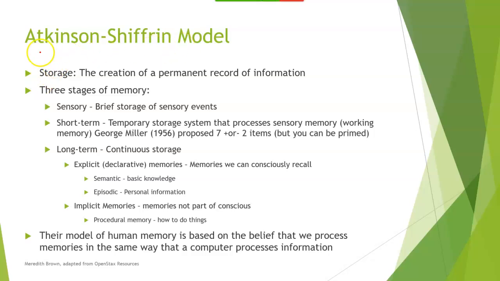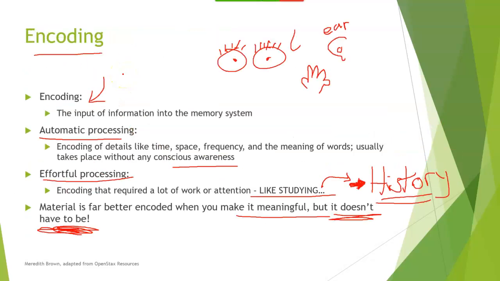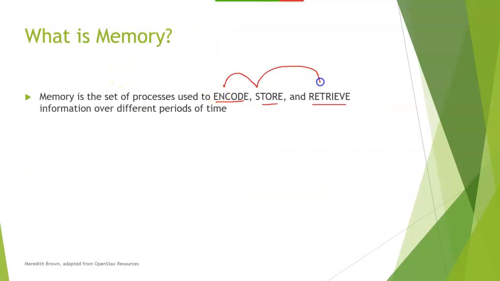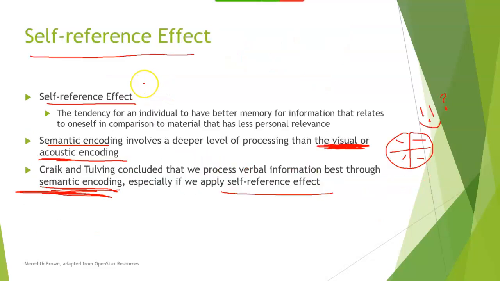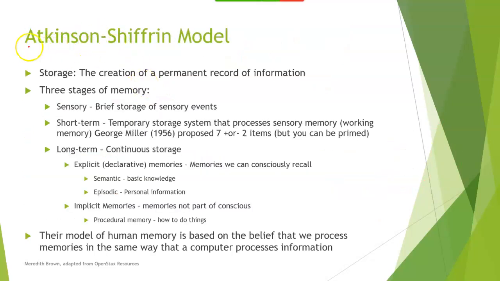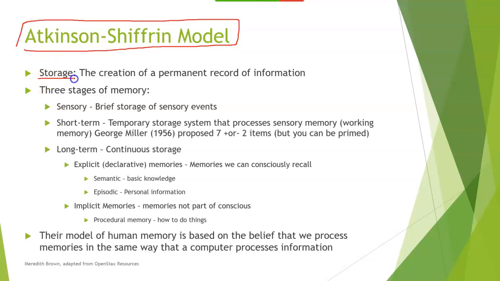Next, we talked about encoding, storage. We talked about, let's go back, encoding, storing, and retrieval. Well, one really popular model of storage is the Atkinson-Shiffrin model, okay? This is where they really get into what storage means. This is the creation of a permanent record of information. They believe that it starts with sensory, moves to short-term, and then long-term.